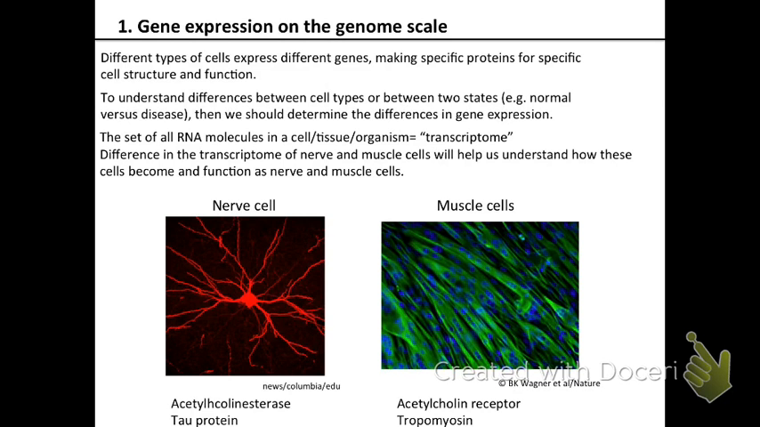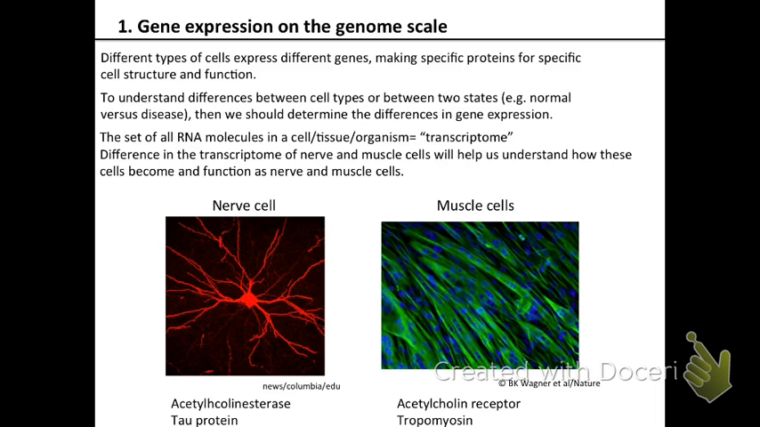So here's one definition that we're going to use, this term called transcriptome. That essentially means the set of all RNA molecules in a cell, tissue, or organism. And for example, the transcriptome of a nerve and a muscle cell will help us understand how these two cells become and function as nerve and muscle cells, because we learned in the gene regulation lectures that the genes that are expressed in nerve and muscle cells are different, and these genes are determined by a set of transcription factors that are specifically expressed in these two cells that turn on a number of genes that are important for their structure and function.